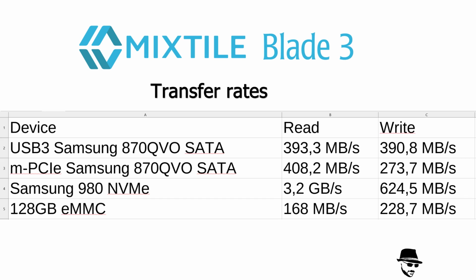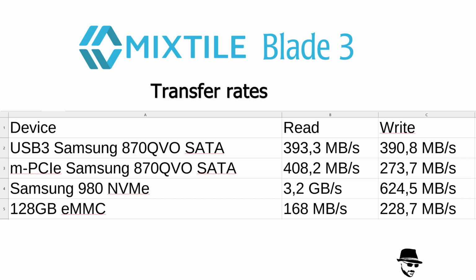And here are the transfer rates. So with USB 3 with SATA adapter, I get 393.3 megabytes a second reads and 390.8 megabytes a second writes. With my mini PCIe SATA adapter, I get 408.2 megabytes a second reads, but only 273.7 megabytes a second writes. Not sure why that is. It starts at 400 megabytes and then goes down by half.